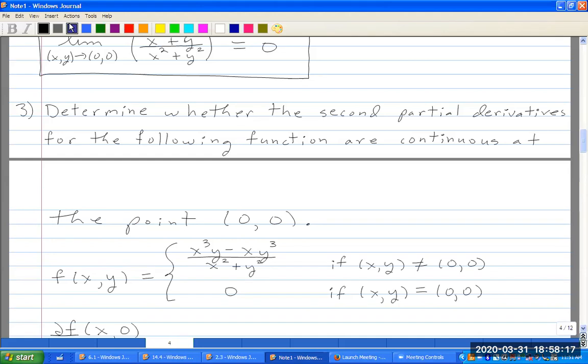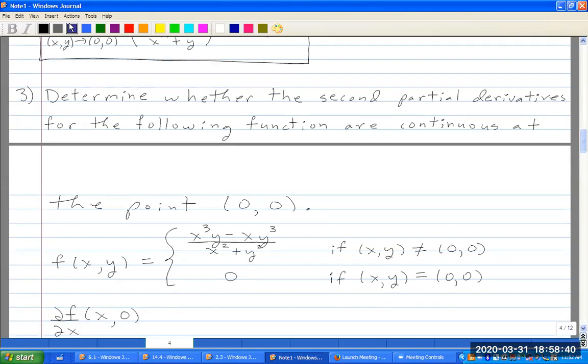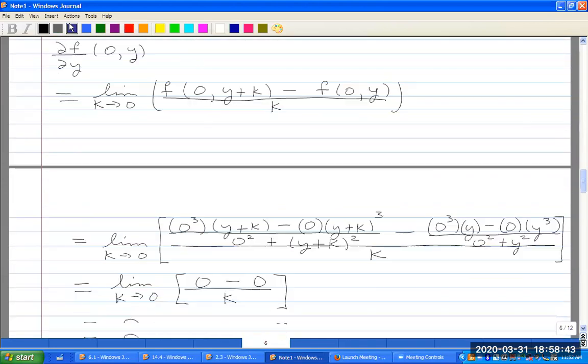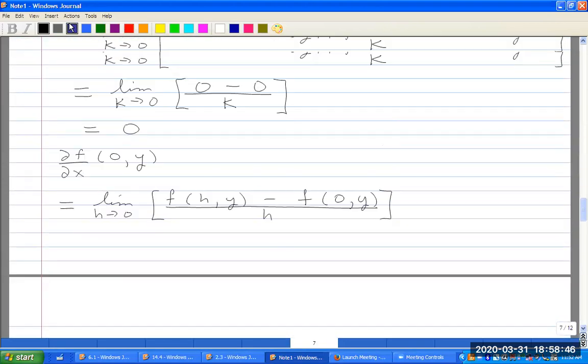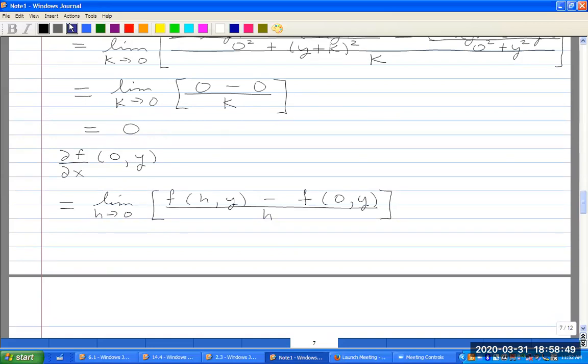Oh, you know what? I have to show the second partial is continuous at 0, not just its value at 0. Okay, but so far so good. These are fine things that I've shown so far. So these are things I need to know anyway.